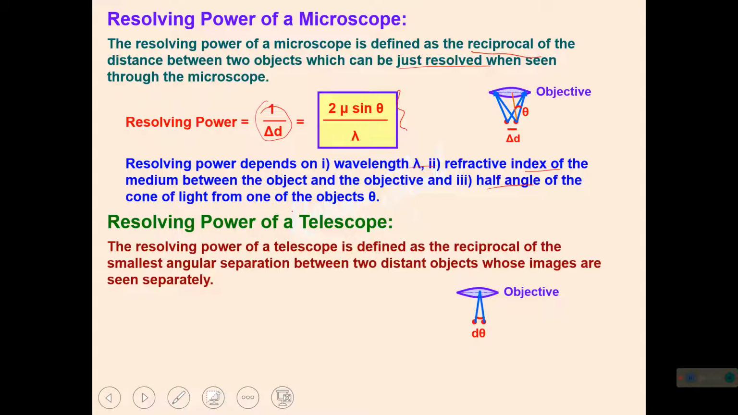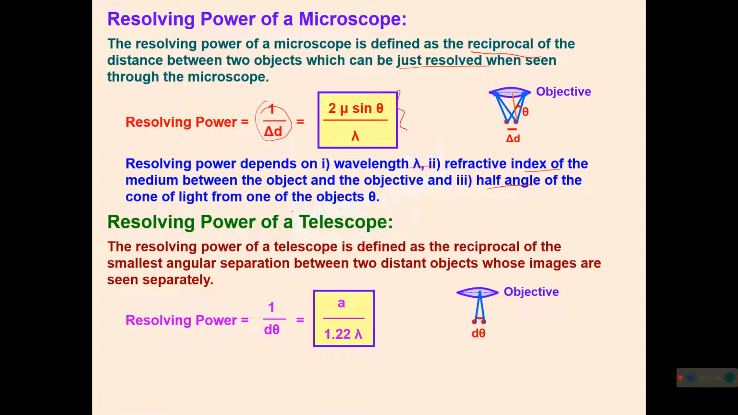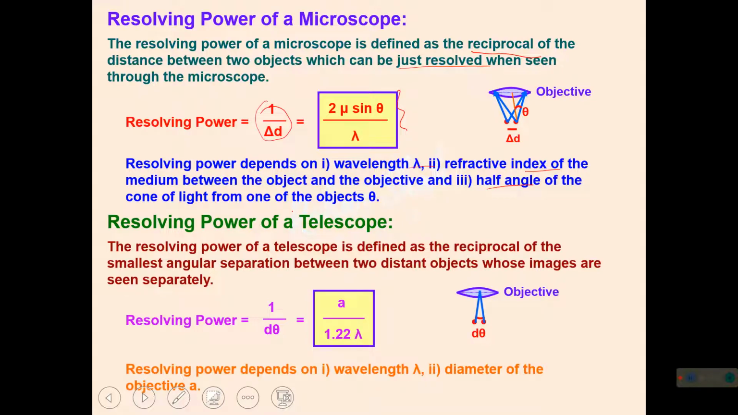Smallest angular separation between two distinct objects whose images can be seen clearly. So it is the reciprocal of theta or d theta, right? क्योंकि छोटा angle है, so we have used d theta, and it is equal to a upon 1.22 lambda, right? And again, it is depending on the wavelength, it depends on the diameter of the objective a, right?